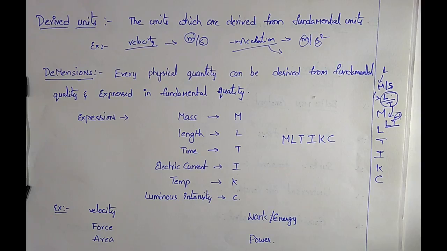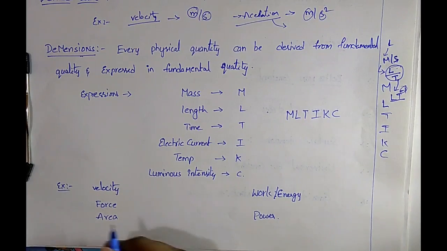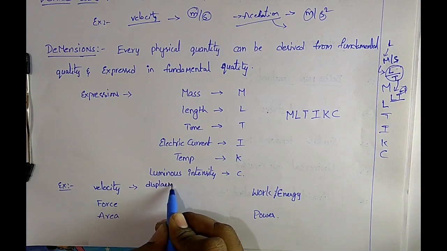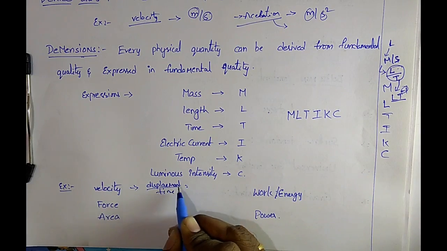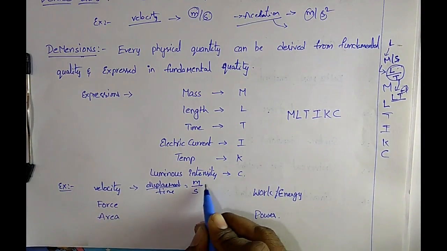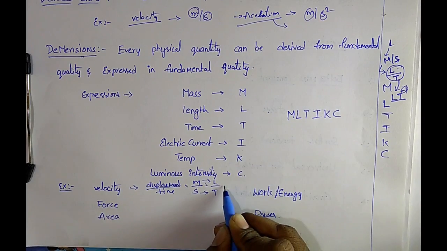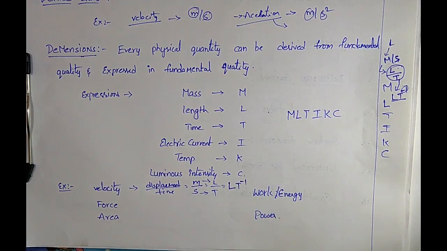Let us discuss some examples, then you will get a clear idea of these dimensions. First of all, take the velocity. We know that velocity is displacement by time. The units are displacement in meters and time in seconds, meter per second, where meter is length and second is time. So the dimension formula is L T power minus 1.